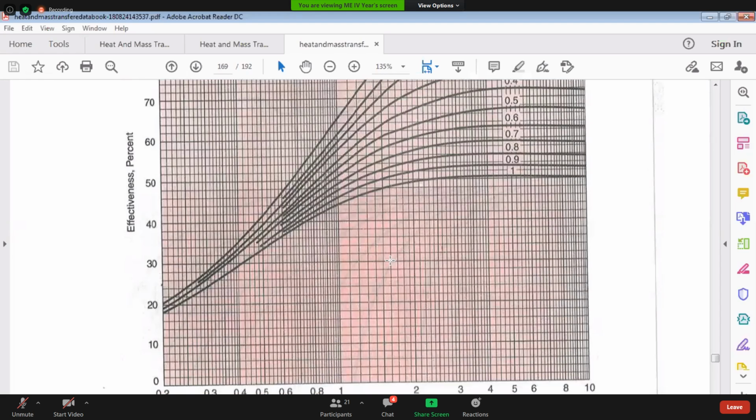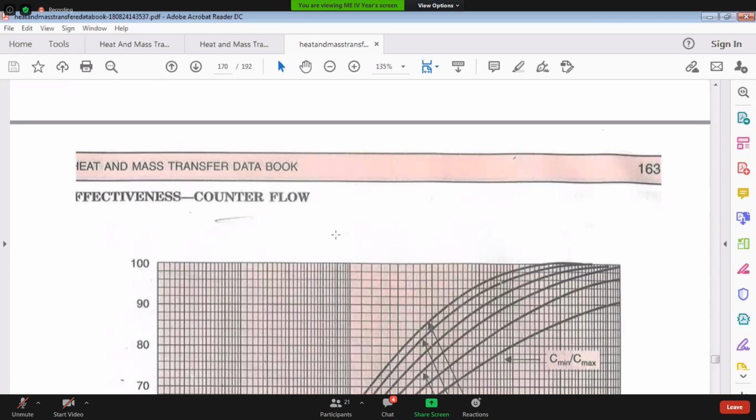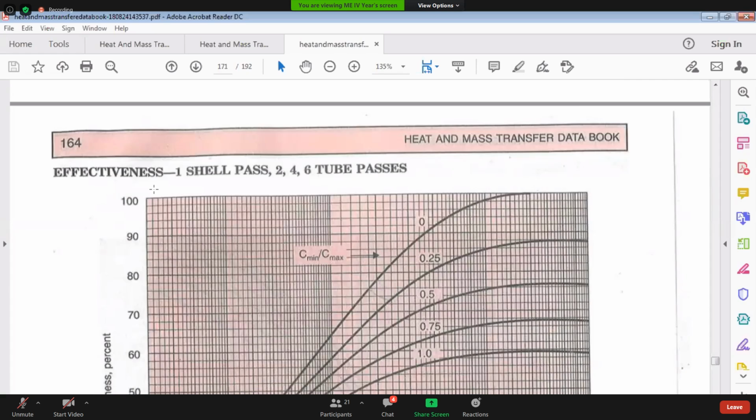ఇందాక నేను ప్రాబ్లం చేసేటప్పుడు చెప్పాను NTU. NTU is this, is NTU effectiveness and this is C minimum by C maximum. Right? So next counter flow. Counter flow equation వాడాలి. చూసారా C minimum by C max. At the same time, effectiveness, one shell pass, 2, 4, 6 passes.